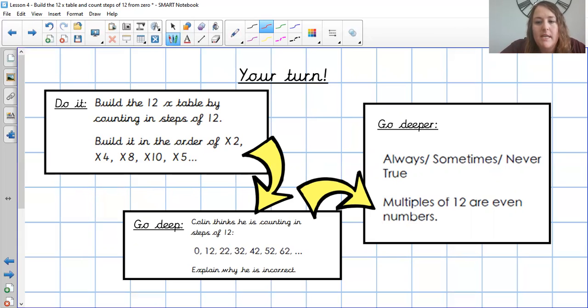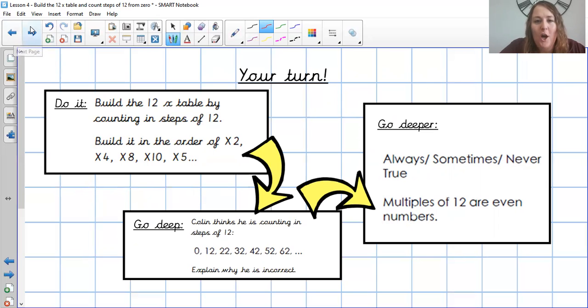And finally, your go deeper is always, sometimes, or never true today. Do you think multiples of 12 are even numbers? Is that always true, sometimes true, or never true? And can you explain why? Good luck with those for today. I can't wait to see your work later, but if you pause the video here now, just come back for the learning pit at the end. Off you go.